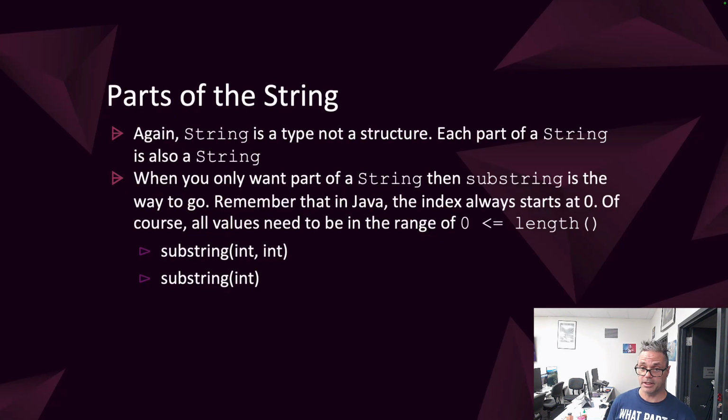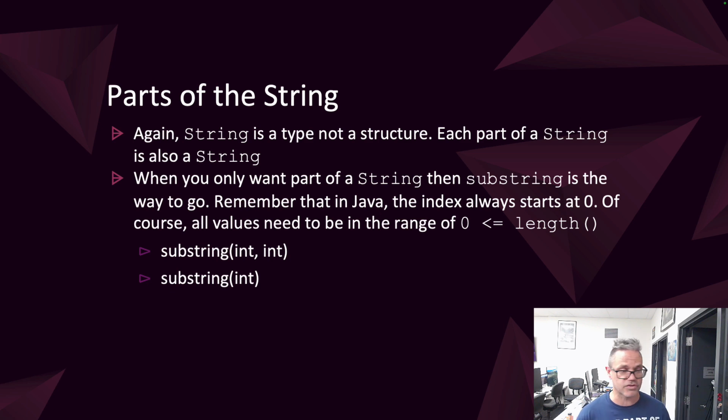So again, key concept, strings are not data structures, they are a type, and each part of a string is also a string. And so if you want to get only part of a string, then substring is the method used to actually do that. So in Java, the index starts at 0, and so all values need to be in the range of 0 up to and including length when we're working with the substring method calls.